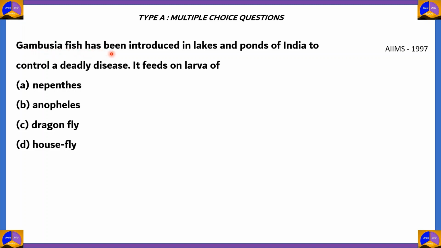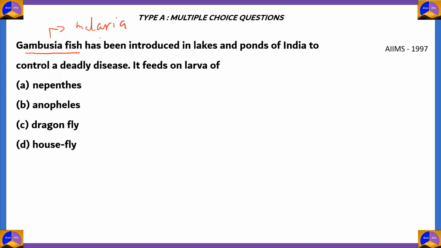Gambusia fish has been introduced in lakes and ponds of India to control a deadly disease. It does so by feeding on the larva of A. nepenthes, B. anopheles, C. dragonfly, D. housefly. So let's look at our question. The question is asking about Gambusia fish. Gambusia fish control the deadly disease, malaria.